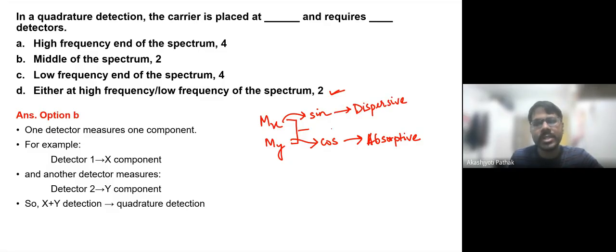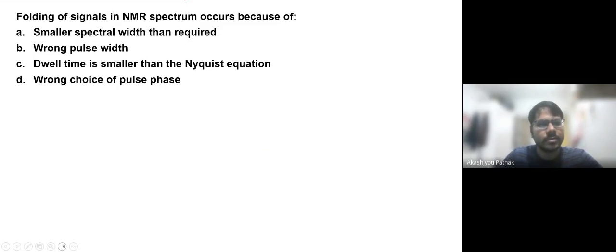Dispersive frequency. So if you want to detect both the signals, then you need two detectors. So that is why you require two detectors. One detector will detect the x component, another detector will detect the y component. So that is why x plus y detection will give you the quadrature detection. So answer is option D.